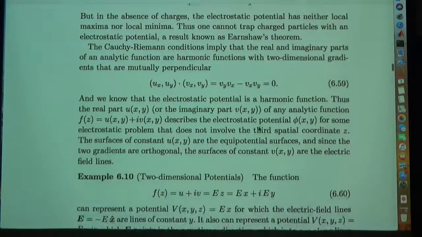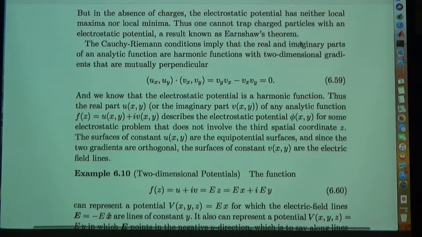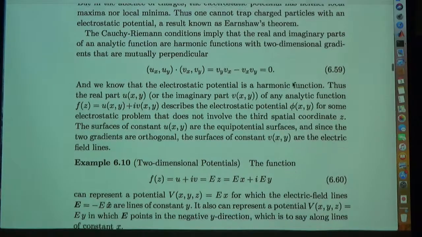The Cauchy-Riemann conditions also imply that the real and imaginary parts of harmonic functions are mutually perpendicular. So the two-dimensional gradient of U dotted into the two-dimensional gradient of V by the Cauchy-Riemann conditions vanishes.